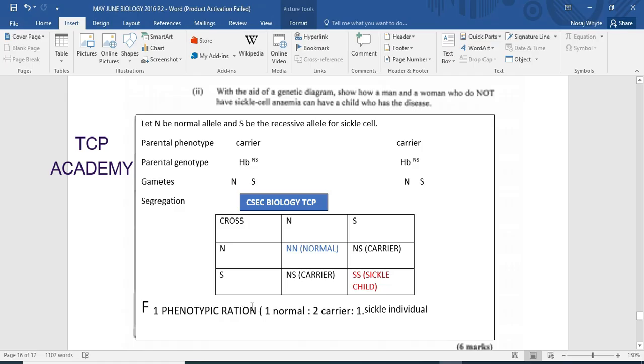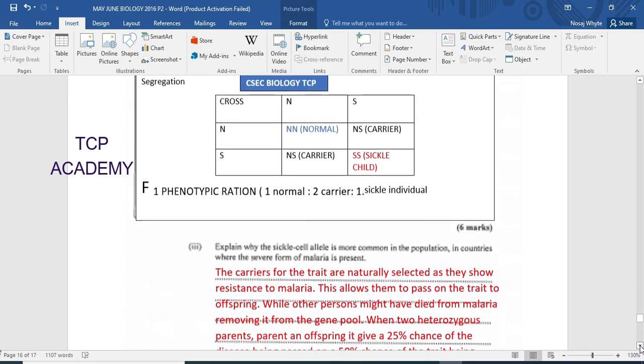Now it's important to look at the fact that in writing the phenotypic ratio, we have 1 normal to 2 carrier to 1 sickle individual. Another thing we need to look at here is that there is a 25% possibility that the offspring will be normal, 25% that the offspring will have sickle cell, and a 50% possibility of having a carrier from this interaction between these two carrier parents.